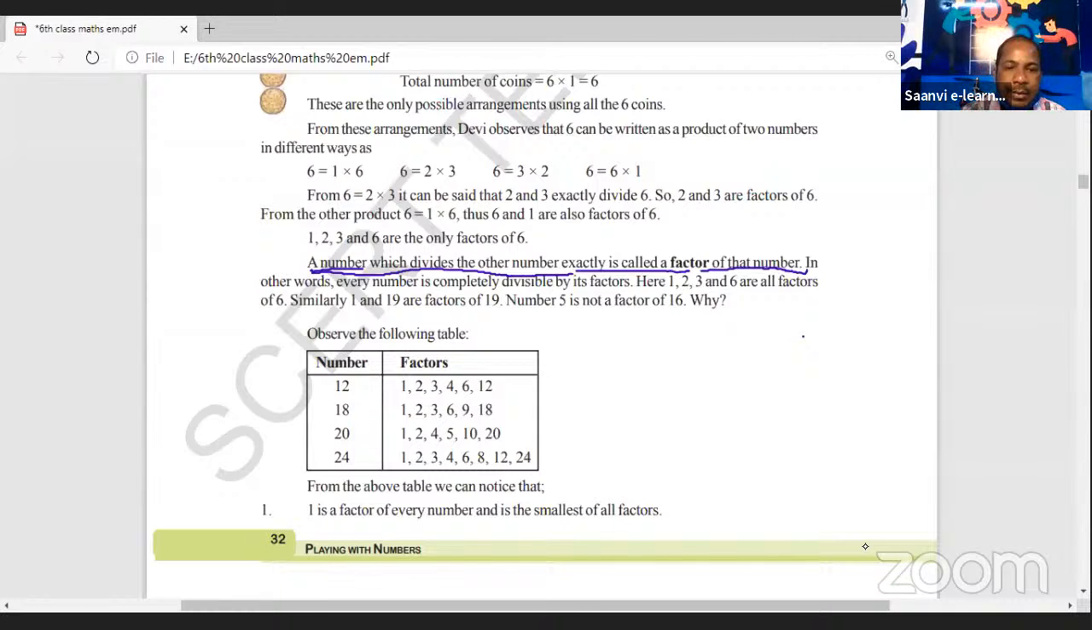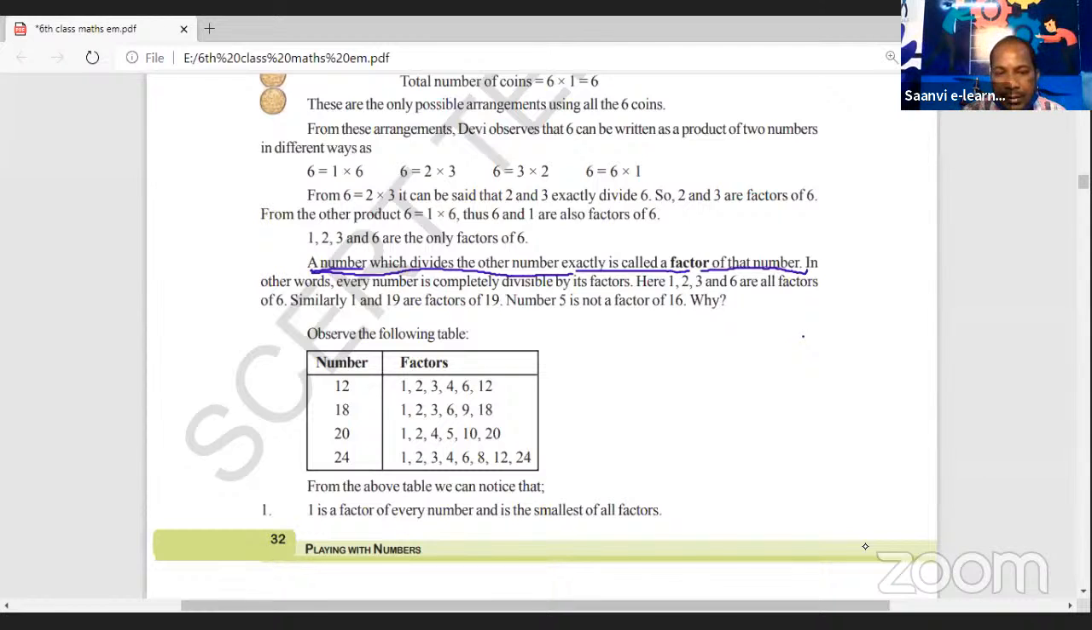So here the number is given, the factors are given. Suppose you take this number 24. 1 will divide every number, so 1 into 24 is 24. If we take 2, 2 12s are 24. If we take 3, 3 8s are 24. If we take 4, 4 6s are 24.